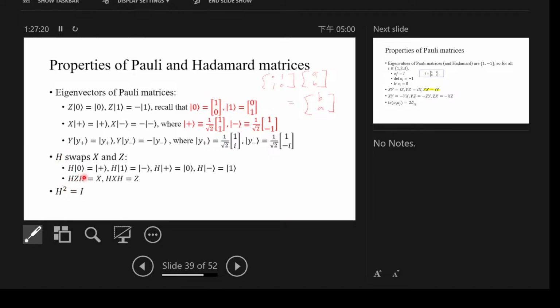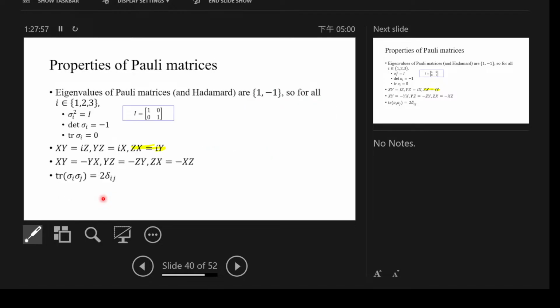Also you can swap the X matrix and the Z matrix directly with Hadamard. If you sandwich Z with the Hadamard matrix, it becomes X. If you sandwich X with the Hadamard matrix, you get the Z matrix. And a property that you might already infer from here is that Hadamard squared becomes identity. So you apply Hadamard twice, you are just back to the identity matrix, nothing happened. Okay, so those are the most basic properties of Paulis and Hadamard, and let's have more properties of Paulis.